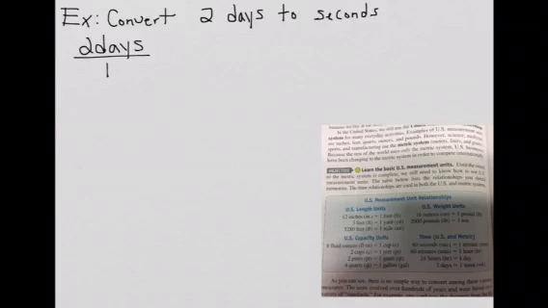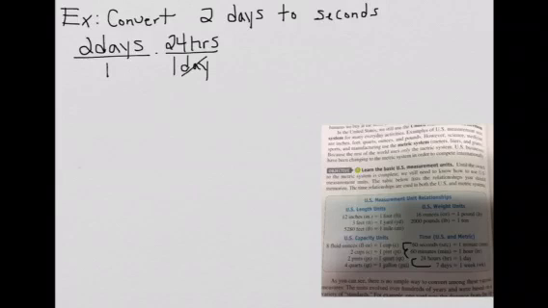Again, notice down here on our chart, we don't have anything that takes me directly from days to seconds. So what we're going to have to do is go from days to hours, and then from hours to minutes, and then from minutes to seconds. So it looks like we're going to have to use a couple unit fractions here. So 2 days go to hours first. Well, that tells me that one day is 24 hours. So again, remember, days have to go on the bottom. So 24 hours is 1 day.